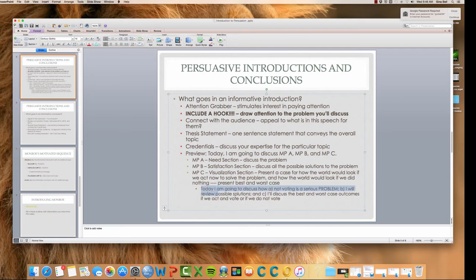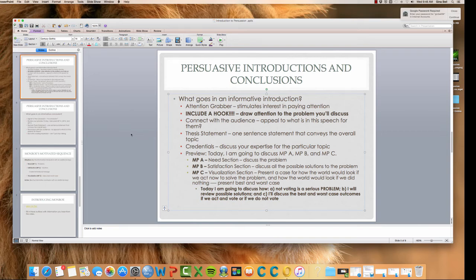So, your persuasive preview doesn't just say I'm going to look at main point A, main point B, and main point C like your informative preview did. It's more specific. It previews the 3 main points, which are the problem, the solutions, and the best and worst case. So for your persuasive preview, I should hear something exactly like, today I'm going to discuss how not voting is a serious problem. I will review some possible solutions, and I'll discuss the best and worst case outcomes if we act and vote or if we do not vote. And then you would move on to your main point 1.